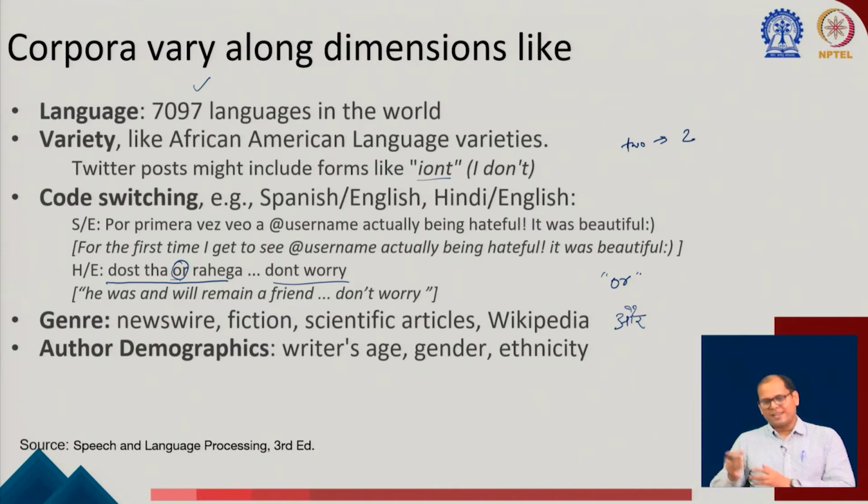Right? Dostha or rahega. So which one does it correspond to? So that is the task of code switching. It's also a sequence labeling problem, that given a sequence, find out which word corresponds to which language. And another example from Spanish and English here.